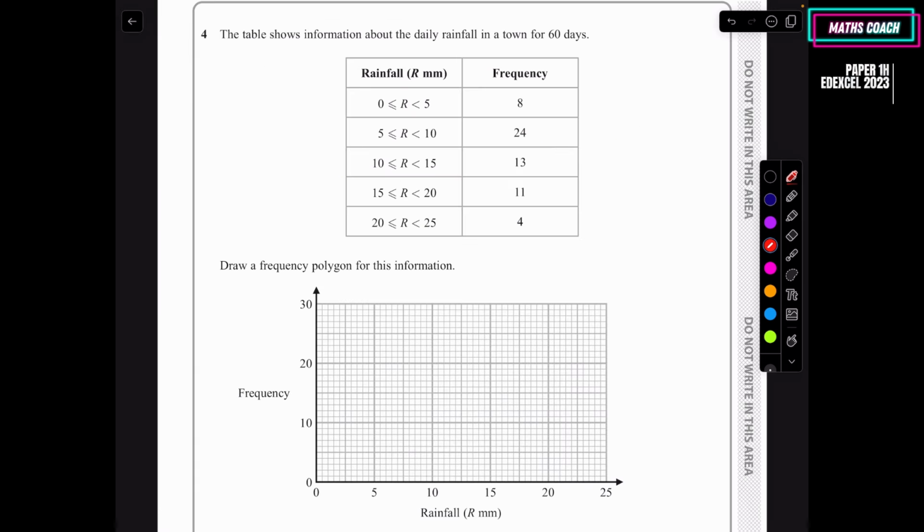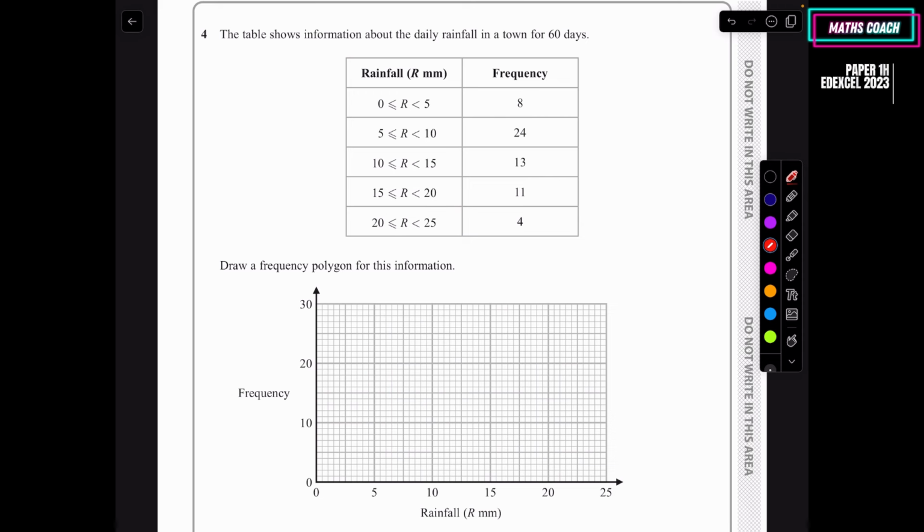Now, this next question, question 4: the table shows information about the daily rainfall in a town for 60 days. And we've been asked to draw a frequency polygon for this information. Now guys, don't get confused with other graphs. I've seen it so many times. Bar graphs are drawn when you've been asked to draw a frequency polygon. Histograms are attempted when you try to draw a frequency polygon.